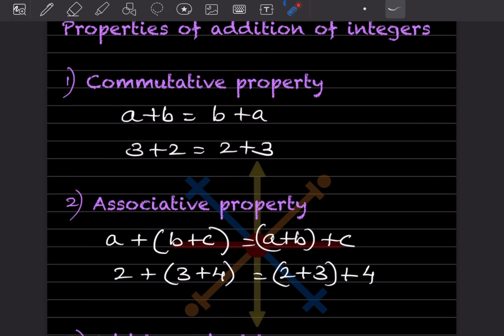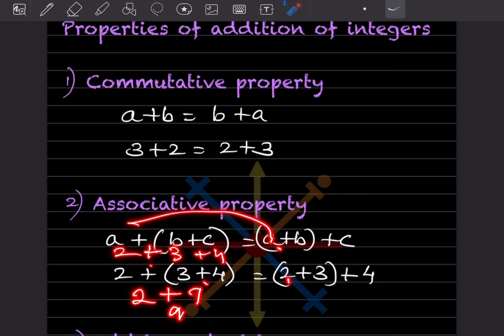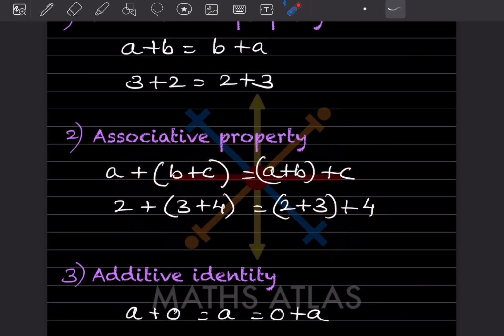Associative property: a plus b plus c. So this is 2 plus 3 plus 4. So this will be 2 plus 3 plus 4, means 2 plus 7. That is going to be 9. And this a is 2, same here b is 3 and c is 4. So here will be 5 plus 4. That is also going to be 9.